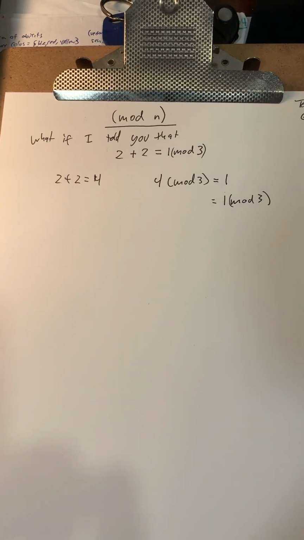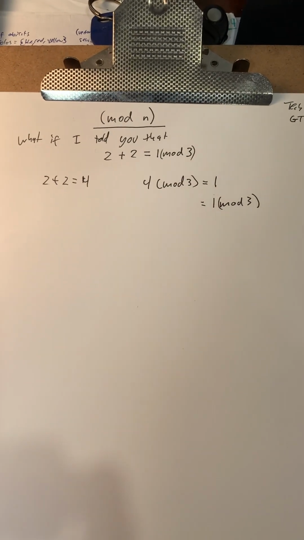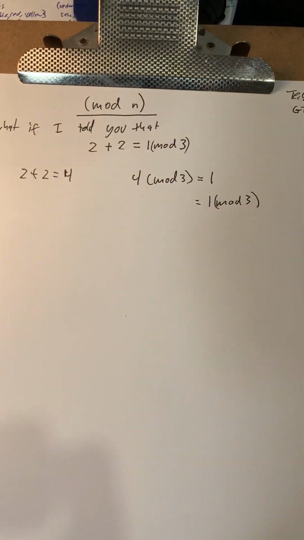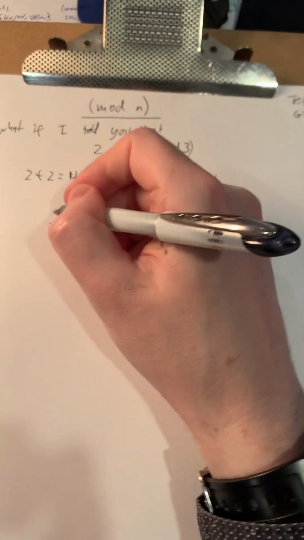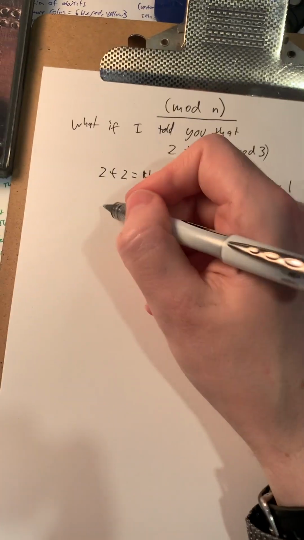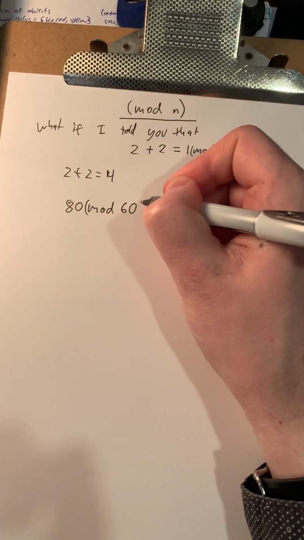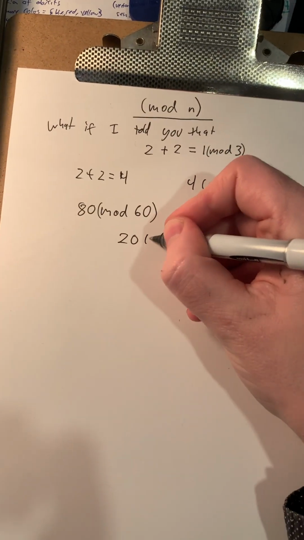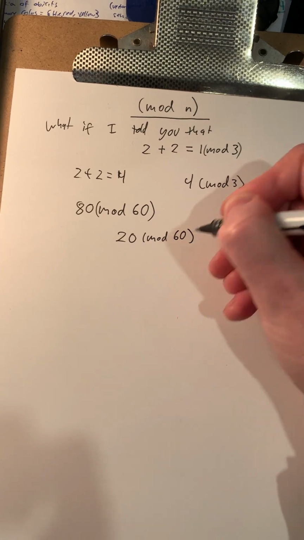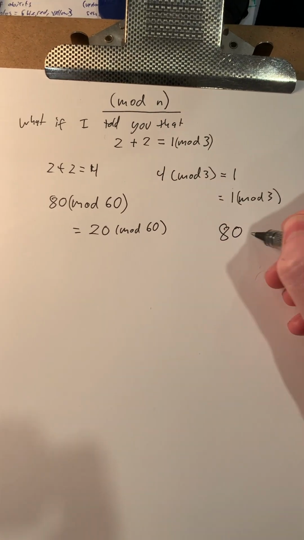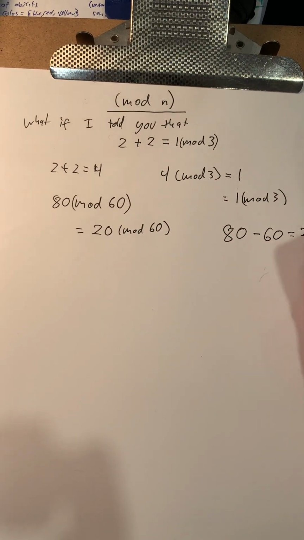Very straightforward. So this works for mod of all sorts of different numbers, but we usually just use simple whole numbers. So for example, the one that most of you will be familiar with to some extent is, of course, mod 60. Right? So 80 mod 60 is 20 mod 60. Very straightforward. Again, 80 minus 60 equals 20.